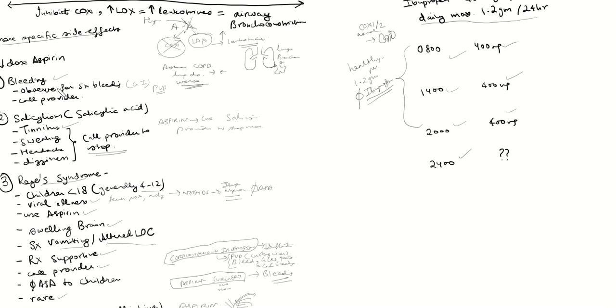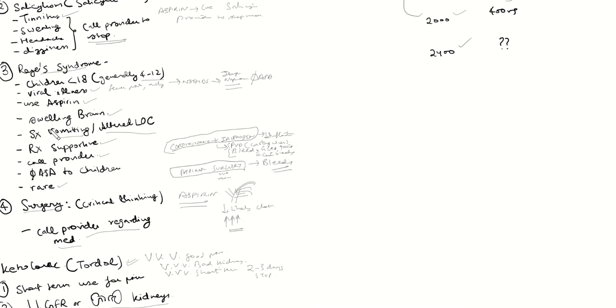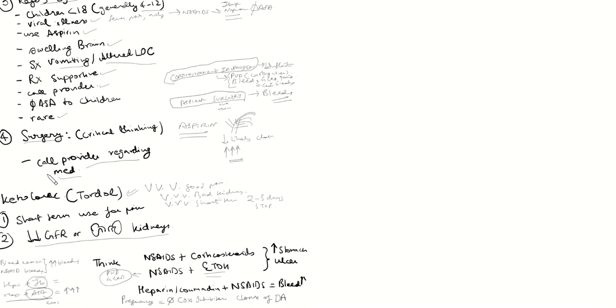Again, with aspirin, we talked about some specific effects. Salicylism: tinnitus, sweating, headache, dizziness. Reye's syndrome: do not give to children less than 18 for a viral illness. Surgery, watch out because we're going to cut a patient open. Blood loss, call the provider regarding this med before surgery or planned procedure where they're going to bleed. Okay, Toradol, that's another drug within the non-selective category. Again, we can give it, very, very good for pain, very, very bad for kidney. Used very, very short term, 2 to 3 days, stop.